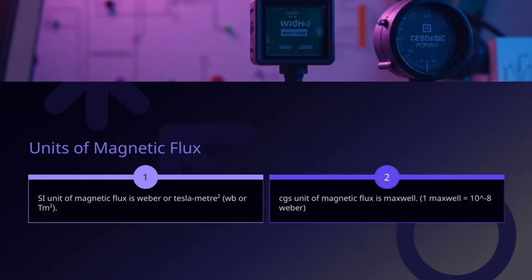Let's talk about the units used to measure magnetic flux. In the centimeter-gram-second, or CGS, system, the unit of magnetic flux is called the Maxwell. To give you a sense of scale, 1 Maxwell equals 10 to the power of -8 Weber. Moving over to the SI system, which is more commonly used today, the unit of magnetic flux is the Weber, abbreviated as Wb. Sometimes you'll also see it expressed as Tesla meter squared, or T·m². Understanding these units is important because they help us quantify magnetic flux accurately across different systems and applications.